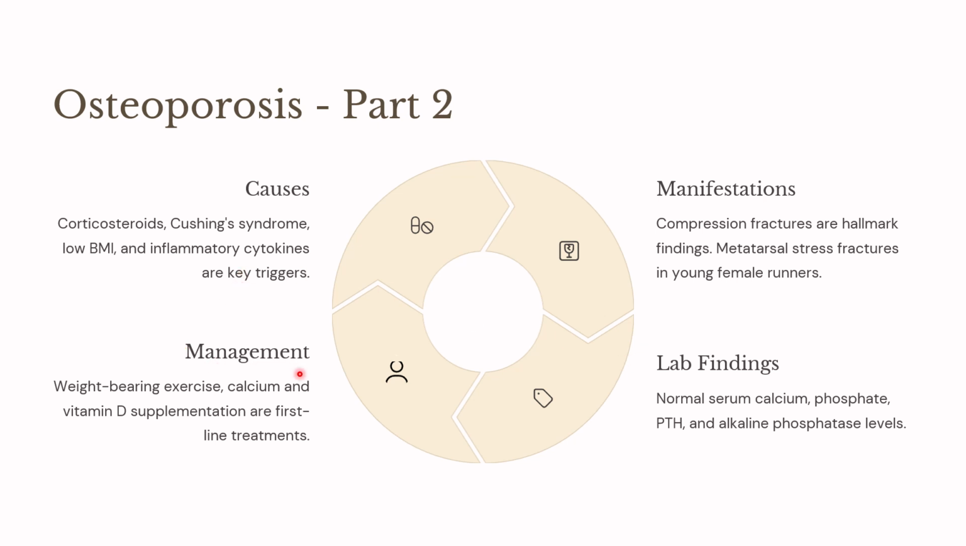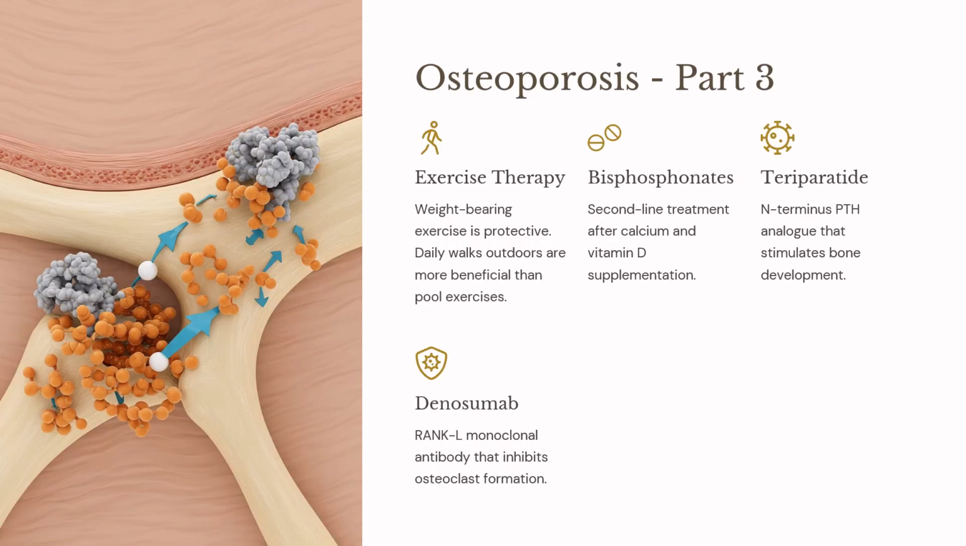What about the management? Weight bearing exercise is the first line management, followed by calcium and vitamin D supplementation. Weight bearing exercise is the first management, and outdoors is more beneficial than pool exercises. Second line is the calcium and vitamin D supplementation. After that, bisphosphonates can be tried.